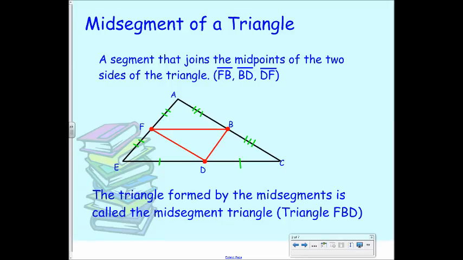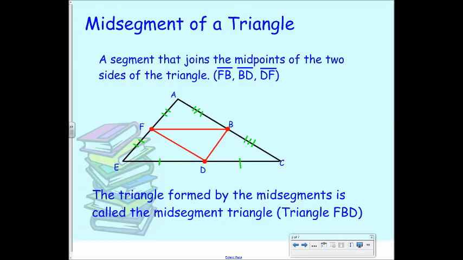So the midsegment of a triangle is a segment that joins the midpoints of two sides of the triangle. We talked on Tuesday about medians, which went from the midpoints over to the opposite vertex. But here we're talking about midsegments.